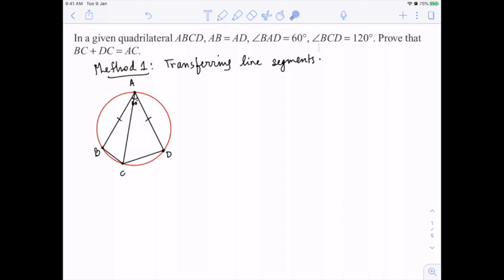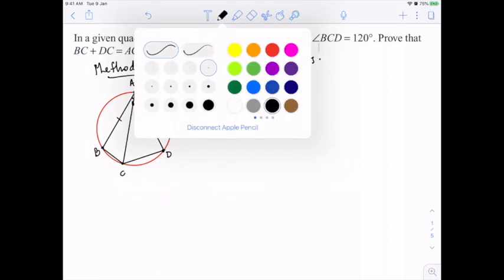Whenever you have two segments that add up to give a third segment, to prove this equation, a strategy is to transfer one of the segments, let's say BC, onto the larger one. Now you take BC and transfer it onto AC. That is, mark a point. So let me change the color to mark the point K.